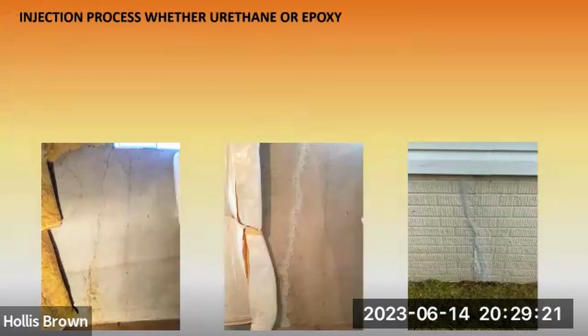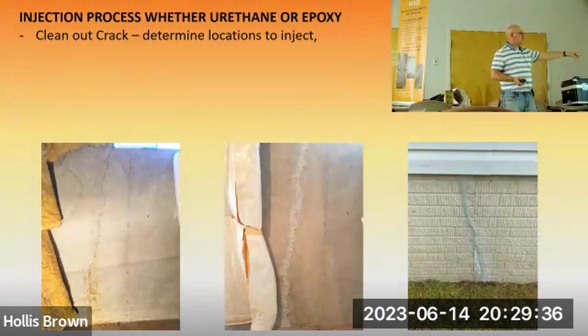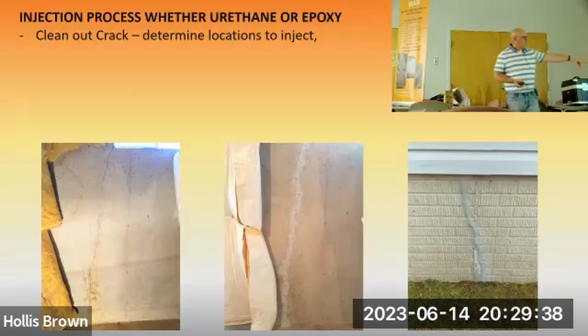Let's see what this is. The injection process. Now this process applies to either urethane or epoxy. Doesn't matter. It's the same process. First one is you clean out the crack, and then you determine the locations to inject. So on the left side, I'm trying to stay out of the way, typical crack coming off the corner of a window. You see the water staining from down below about 2 or 3 feet up from the floor.